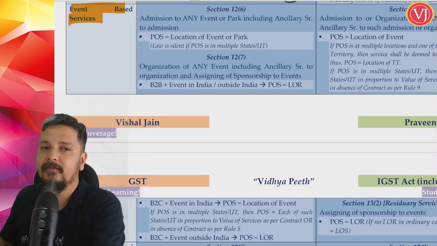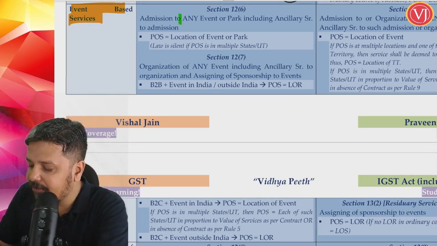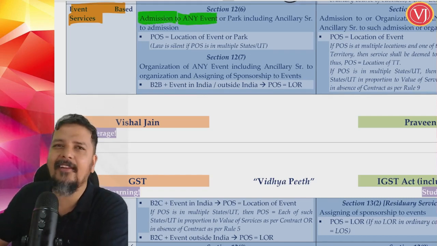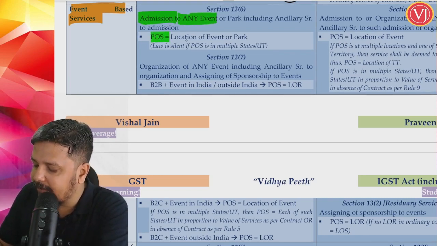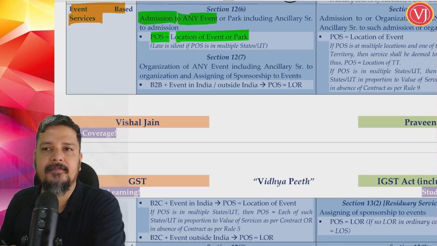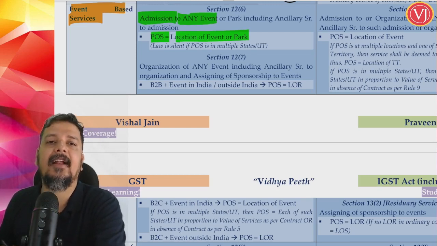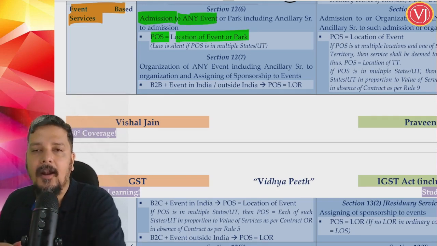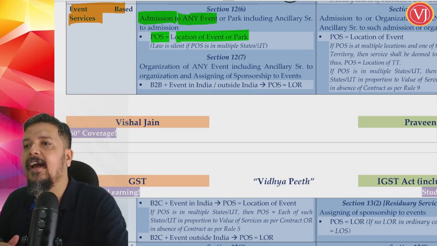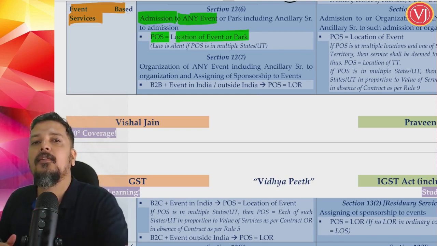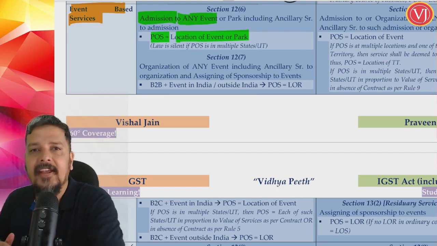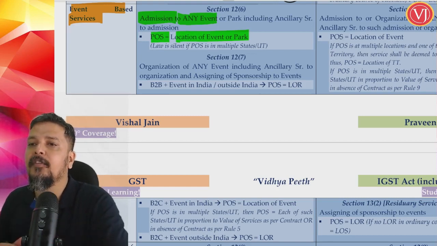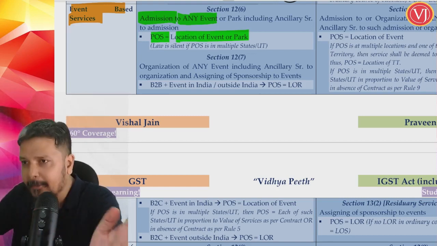When you talk about event based, in section 12, they specifically talk about admission to any event, be it a park, or ancillary services to admission. Place of supply is the location of that event or park. Again, they fail to understand that there might be multiple answers. How? In a combo contract, you might be paying for a package where you will be allowed admission in different places. Say, for example, you have purchased tickets for the World Cup as a combo package, to be held in all the places in India.